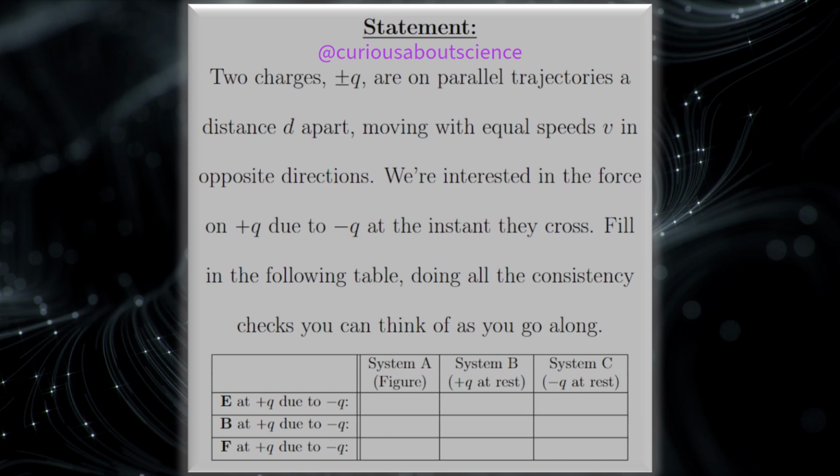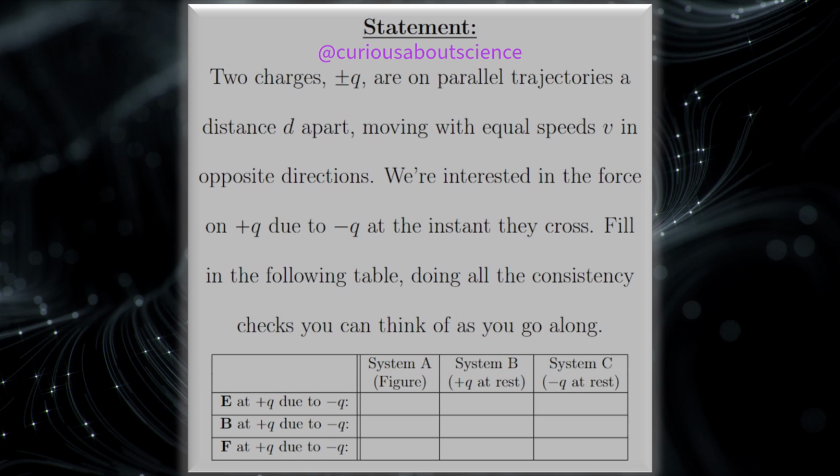So let's dive in. To start, we have two charges, plus q and minus q, and they are on parallel trajectories a distance d apart, moving at equal speeds but in opposite directions. What we're interested in is the force on positive q due to negative q at the instant they cross. Fill in the following table, doing all the consistency checks you could think of along the way.